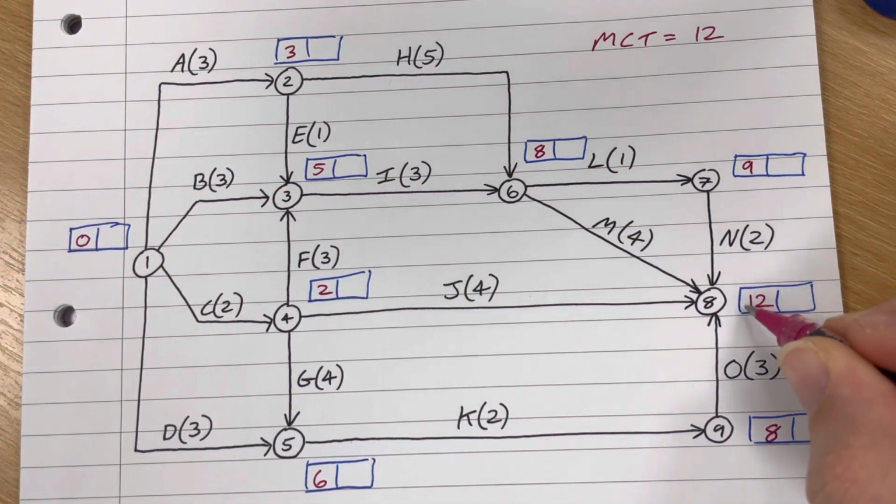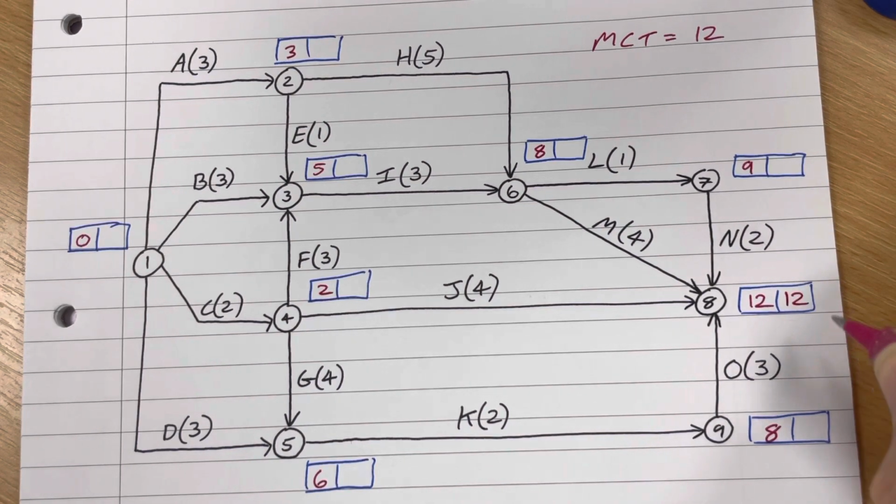We are going to duplicate the number at the end node from the left box to the right box, and then we're going to reverse the process of the forward pass. So instead of adding the durations, we're going to subtract them. Instead of following the arrows, we're going to reverse them. And instead of taking the biggest number, we're going to take the smallest number.